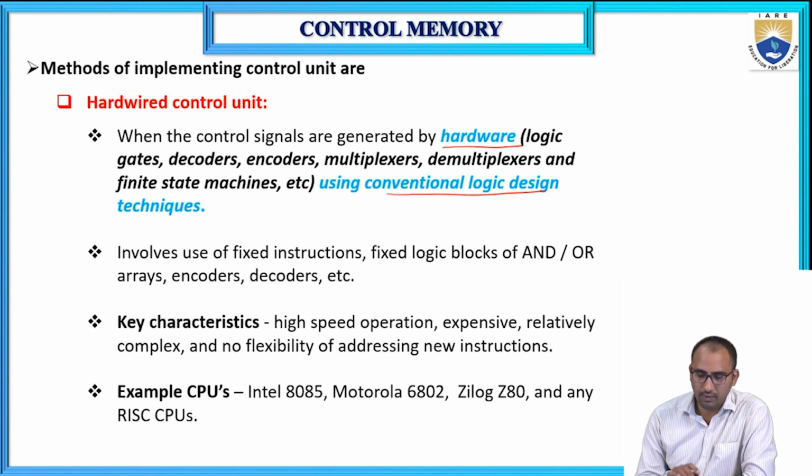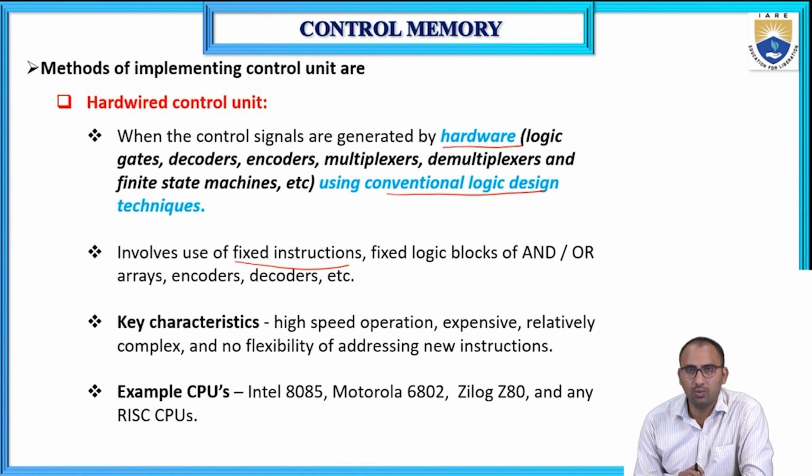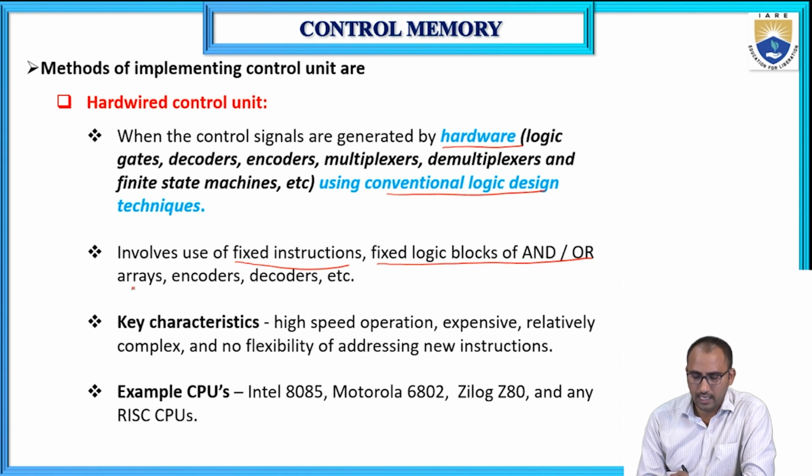The second one is that it involves a fixed number of instructions. It involves the use of a fixed instruction set. That means in this hardware control unit, we have a limited number of instructions. So if you want to implement any function, we can do it using only this fixed number of instructions. And the next one is fixed logic blocks of AND-OR arrays. So we have a limited, fixed number of AND-OR arrays, encoders, decoders, etc.